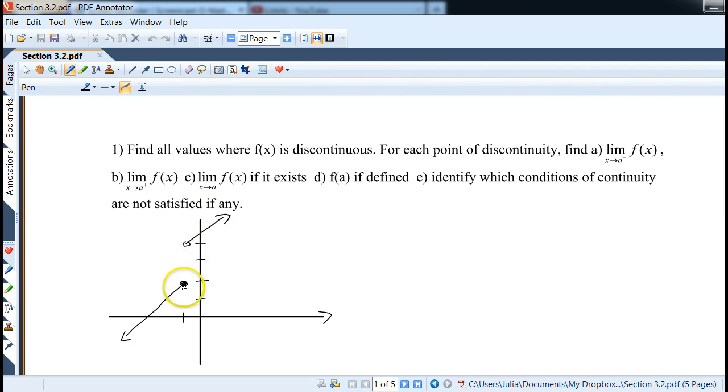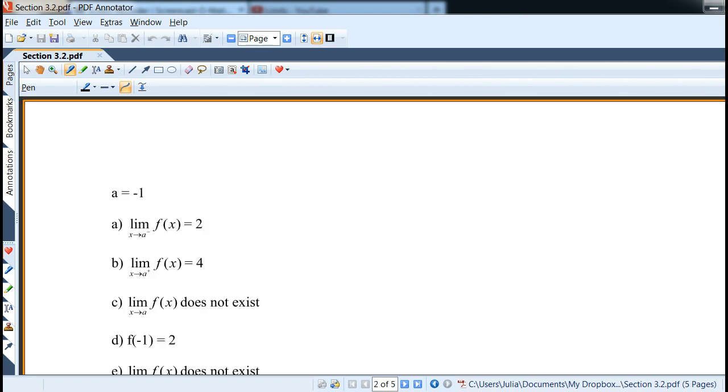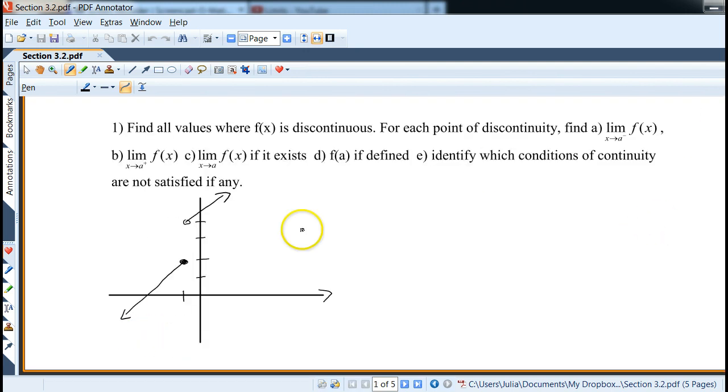Notice it's a jump discontinuity. So let's take a look. For the limit from the left, notice how we're approaching the y value of 2. But from the right, we're approaching the y value of 4, right where the hole is. So the two sides do not match. That was our a value, by the way, x equals -1. So the limit does not exist. The f of -1, if we go back and look at the graph, was the filled-in value, which was 2.